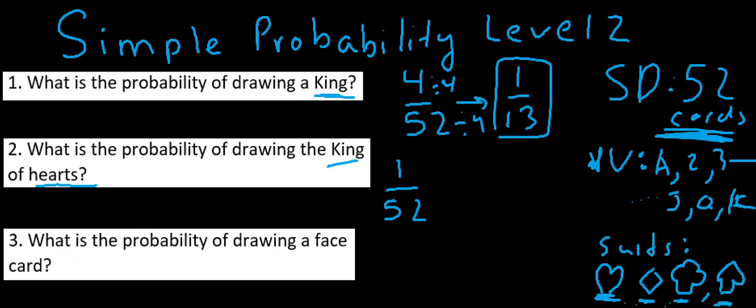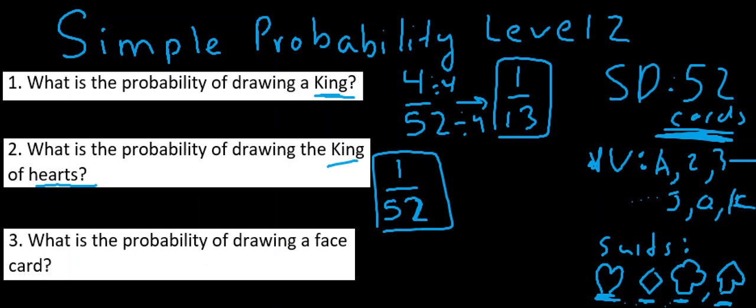So whenever you have a value and a suit for just one specific card, it will always be 1 out of 52. You'd ask yourself, can this reduce? But we know that 1 is the smallest number. It can't reduce to anything else. And so that would, in fact, be our answer.